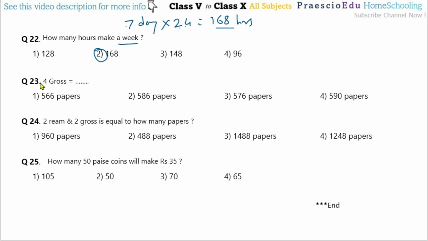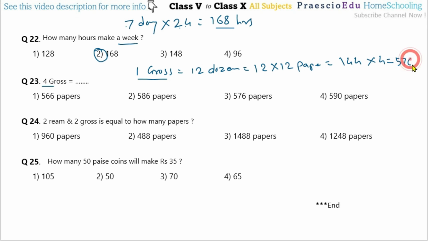Then 4 gross is equal to how much? As we know, 1 gross is equal to 12 dozen. In another way, we also know 1 dozen is equal to 12 sheets. So multiply by this 12 sheets, or we can say papers. So that is we know 144 papers. This is for 1 gross, but we are asking about 4 gross, so we have to multiply by 4. After this multiplication you will get 576 papers, and this is given in option number 3.